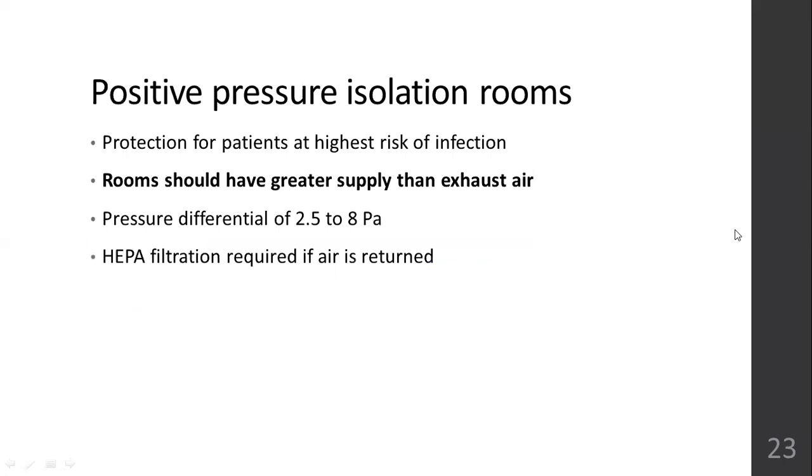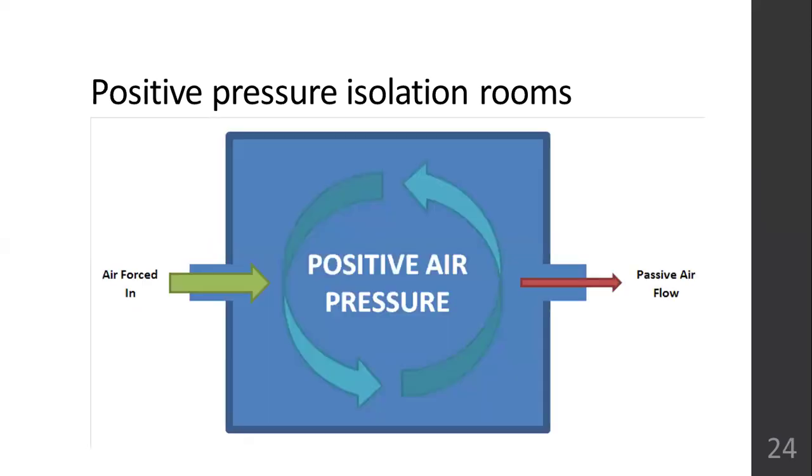Then positive pressure isolation room protects patients who are at higher risk of infection. The room should have greater supply than exhaust air. You have to take care of the air that is entering in, not the air that is being pushed out. Pressure difference again, 2.5 to 8 Pa is the difference here. A HEPA filter is required. Without a HEPA filter, you cannot make a positive pressure room.